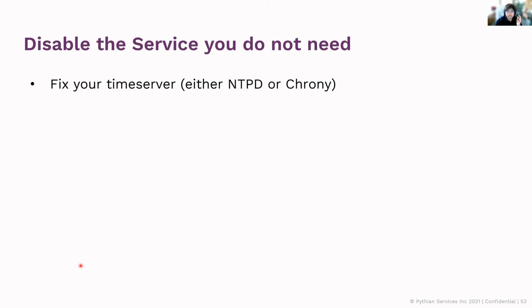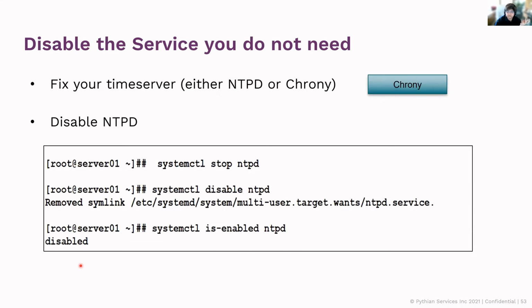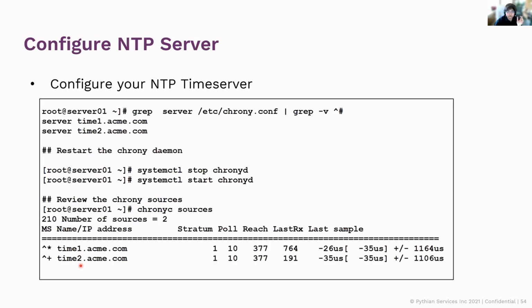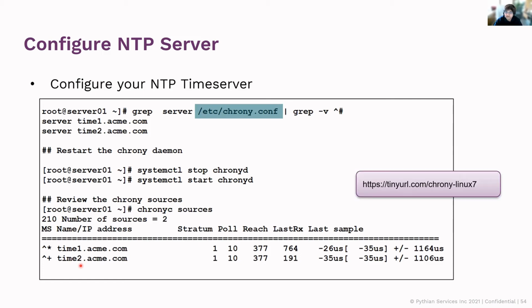So let's say I want to stick with chrony. I disable my ntpd, simply disable the service and stop it. Also important, whether I use ntpd or chrony, please configure your time server with your internal organization's time server entries. This is the configuration file. You can simply configure it and restart your daemon.